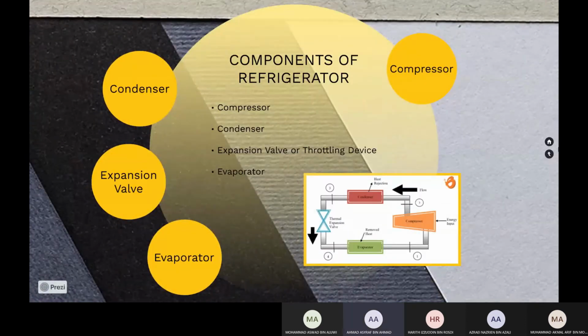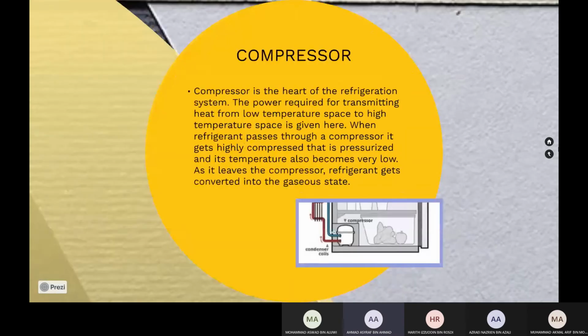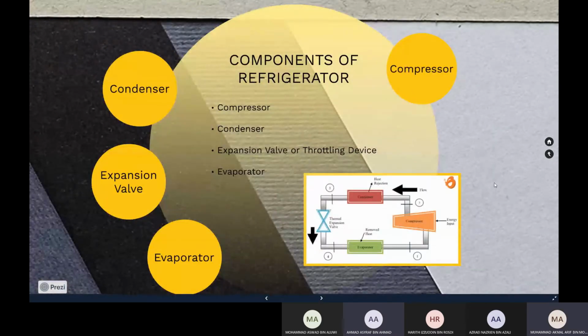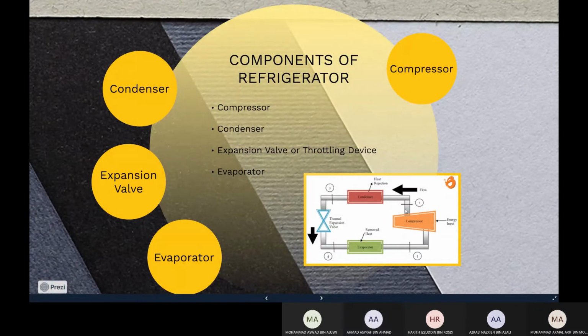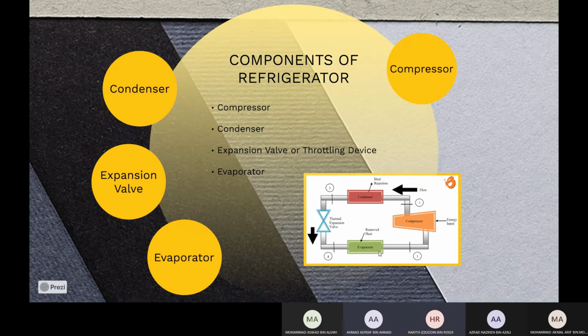There are four components of a refrigerator. That is the compressor, condenser, expansion valve or throttling device, and evaporator. As we can see in the diagram below, the orange one is the compressor and it will flow to the condenser, and then it will flow to the expansion valve, then it will flow to the evaporator. For more details about the components, I will pass to the next presenter.